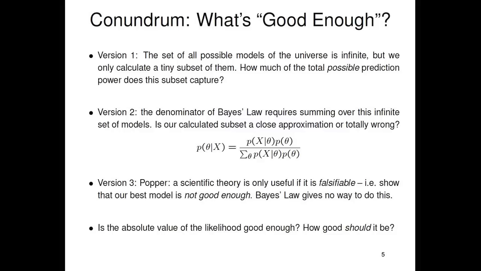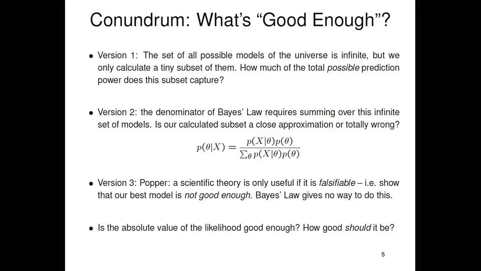What we're actually calculating in the denominator here is just a subset of the summation over the infinite set of all possible models, right? So is our actual number that we get out of that subset a close approximation to the true total, or is it actually wildly wrong? And I just want to make the hopefully obvious point that Bayes' law in and of itself does not give an answer to that question, does not give a way of being able to answer that.